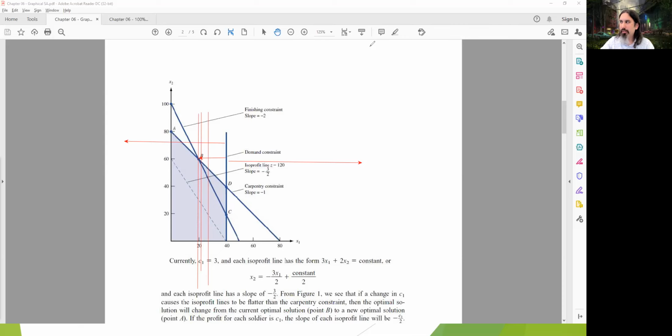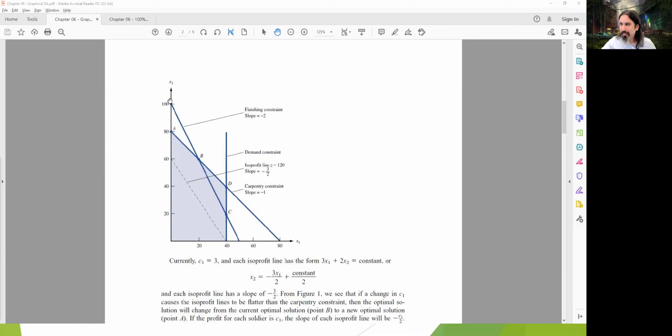But what about the other two? What about this one, the finishing constraint, and this one, the carpentry constraint? Now, with these two, I have other stuff I need to check out. Now, I can increase or decrease them, yes, but by increasing and decreasing these two, which are binding constraints, by the way, I am moving B for sure. In this one, D and C were moving and coming over to B.